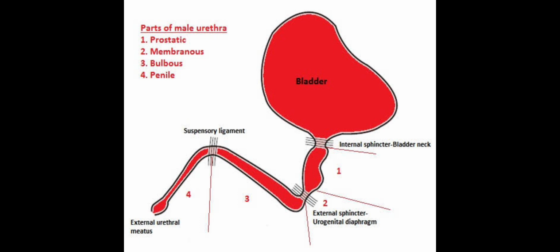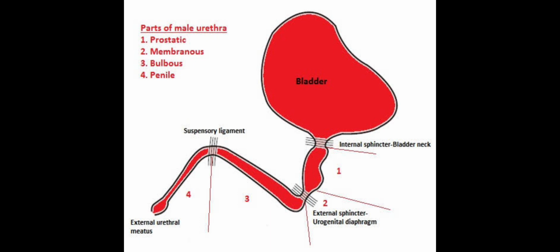The urethra is divided into various parts, into various types. It can be divided into anterior urethra and posterior urethra, or into proximal urethra and distal urethra. The anterior urethra we divide into two types: first is the penile or pendulous urethra, and second is the bulbar urethra. The posterior urethra is divided into two: one is the membranous urethra and the other is the prostatic urethra.